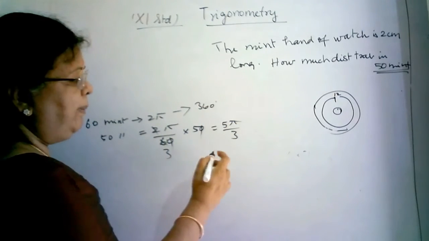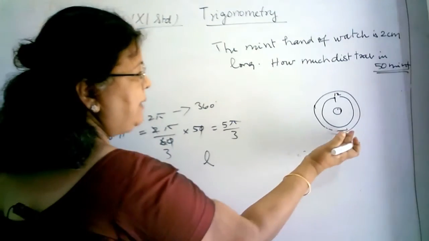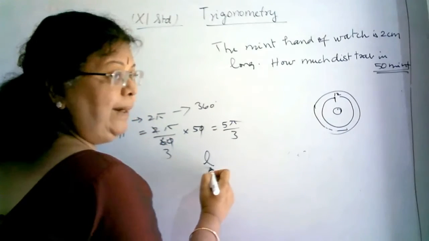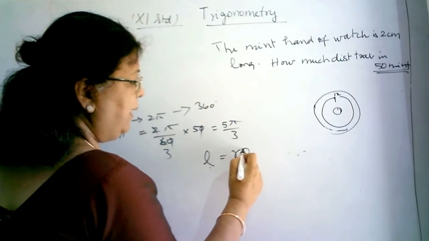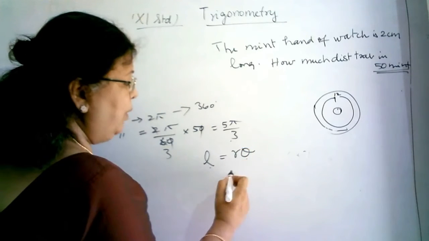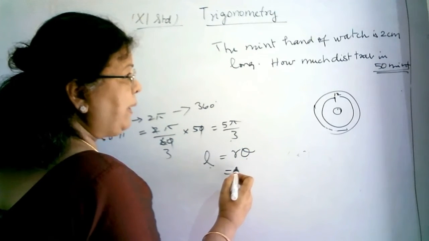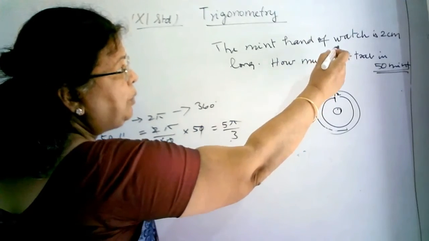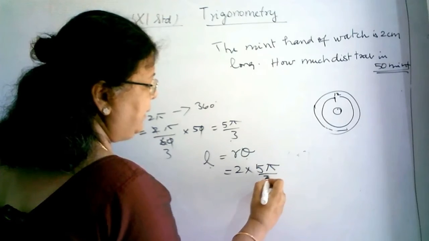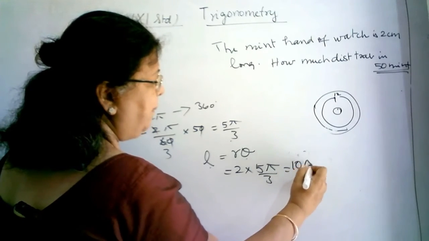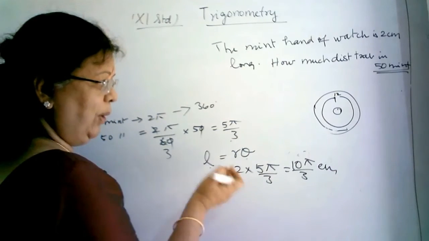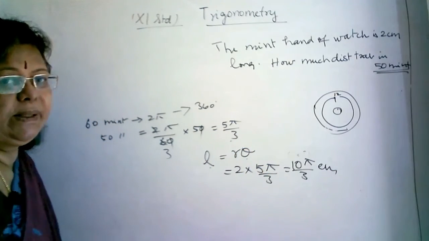Actually, what is the formula? They are asking for the distance traveled, that is arc length. The formula is r theta, where theta is needed in radians. Here r is given as 2 centimeter. So 2 into 5 pi by 3. So you will be having 10 pi by 3 centimeter. So this is the length of the arc traveled in 50 minutes.